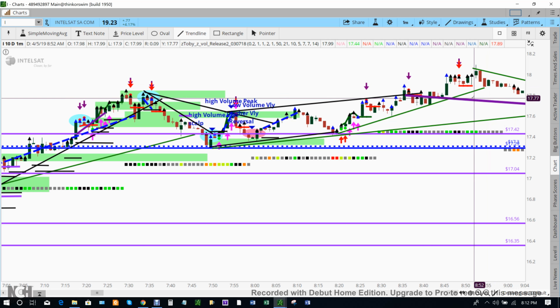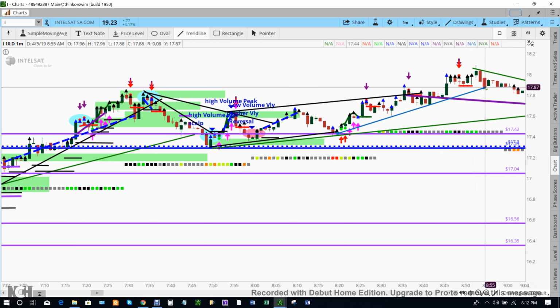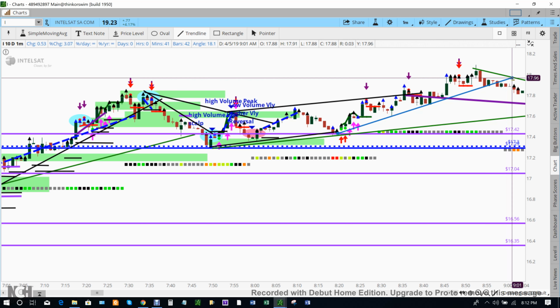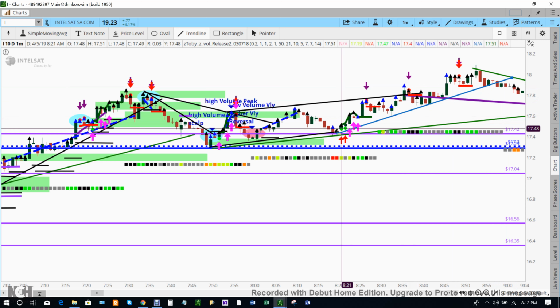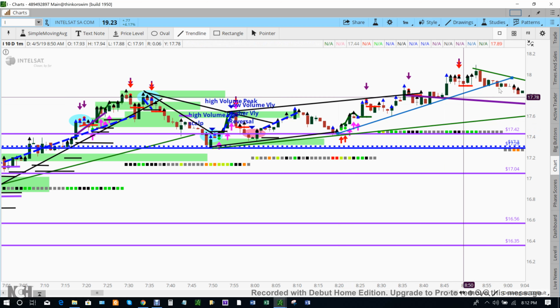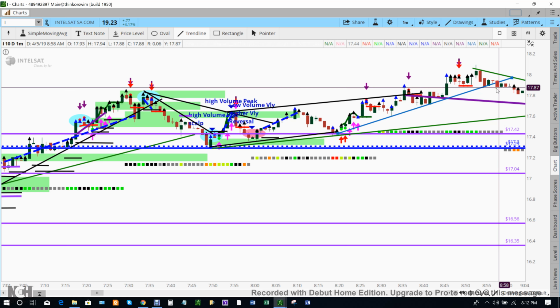The other thing to note, once this uptrend is broken, right there, it's time to get out. So we could have got in here, and got in at 17.44 and got out at 17.90. 45 cents on an $18 stock. That would have been like a 3% gain right there. Okay.